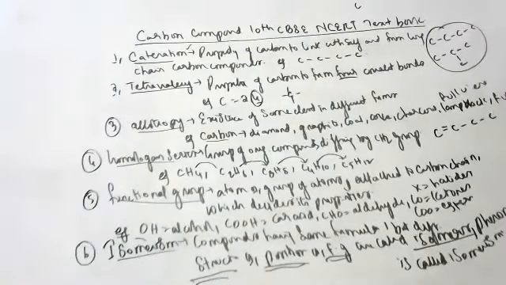What is this called, children? 1-butene. What is it called? 1-butene. 1, 2, 3, 4. What is this called, children? 2-butene.